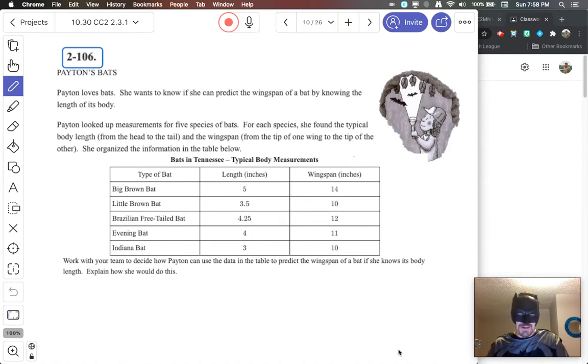So, all right. Peyton loves bats. She wants to know if she can predict the wingspan of a bat by knowing the length of its body. Peyton looked up measurements for 5 species of bats. For each species, she found a typical bat length from head to tail and the wingspan from tip to tip. She organized the information in the table below. These are all in Tennessee. So you can see the table.